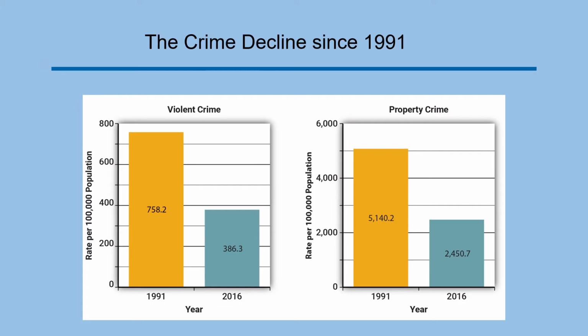All right, so you're going to see this graph on page 51. Your text shows that in the 25 years from 1991 to 2016, both violent and property crimes have significantly decreased. Criminologists really don't know why this occurred.